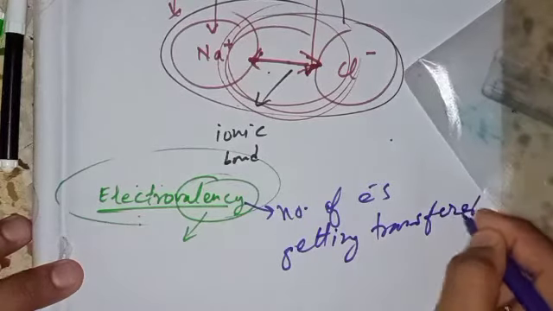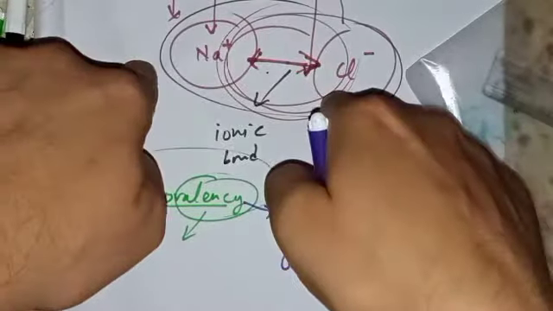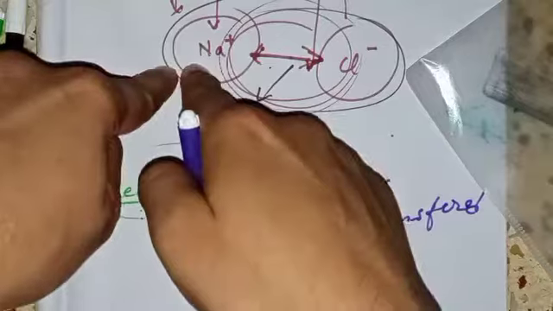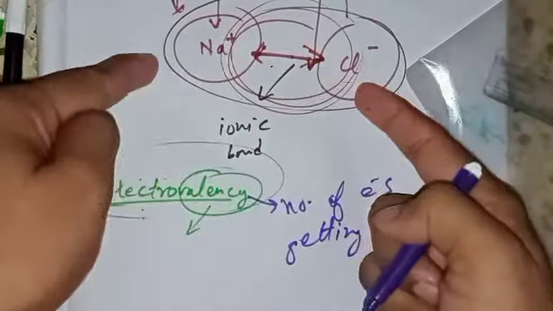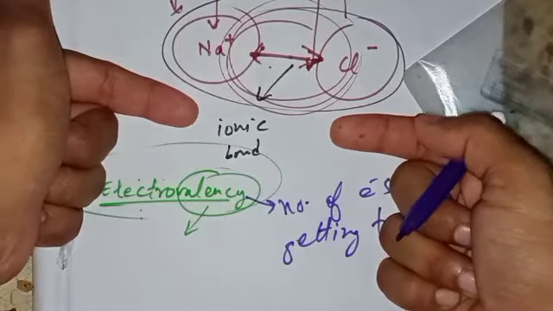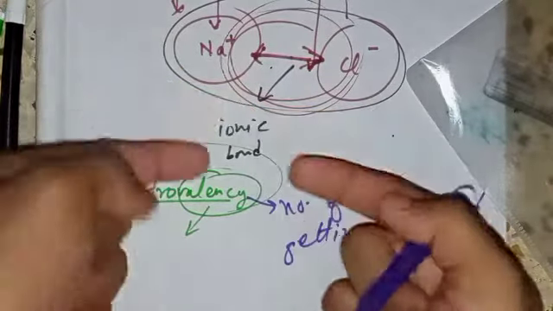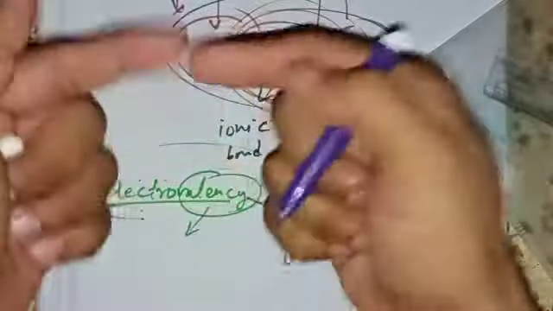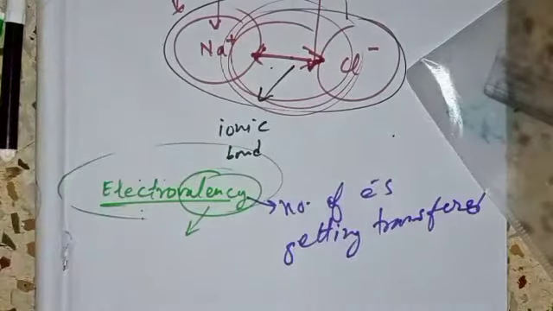or in other words, the number of electrons either lost or gained by the atoms for the formation of ionic compound. Okay, so sodium is losing one electron, and this electron is gained by chlorine, and they become oppositely charged ions, and thereby they are chemically combining with each other. And this number of electrons which is transferred from one atom to the other is the electrovalency of the compound. Hope you understood.